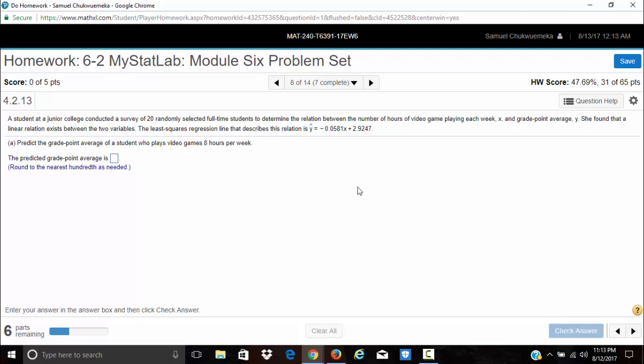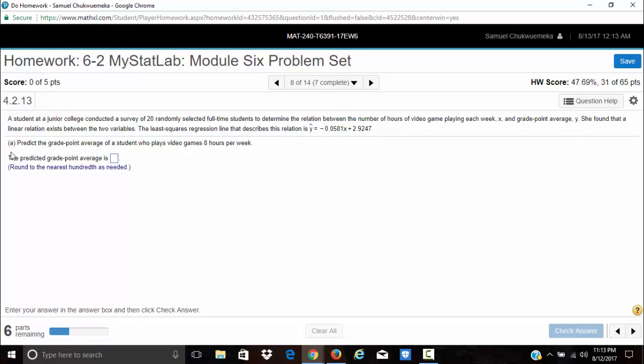I'm not at all. Because if you play video games, that means you're not studying. Hey, that means you're not studying, right? And that would affect your GPA. So I'm not surprised that the slope is negative at all. So this is the least squares regression line right here.